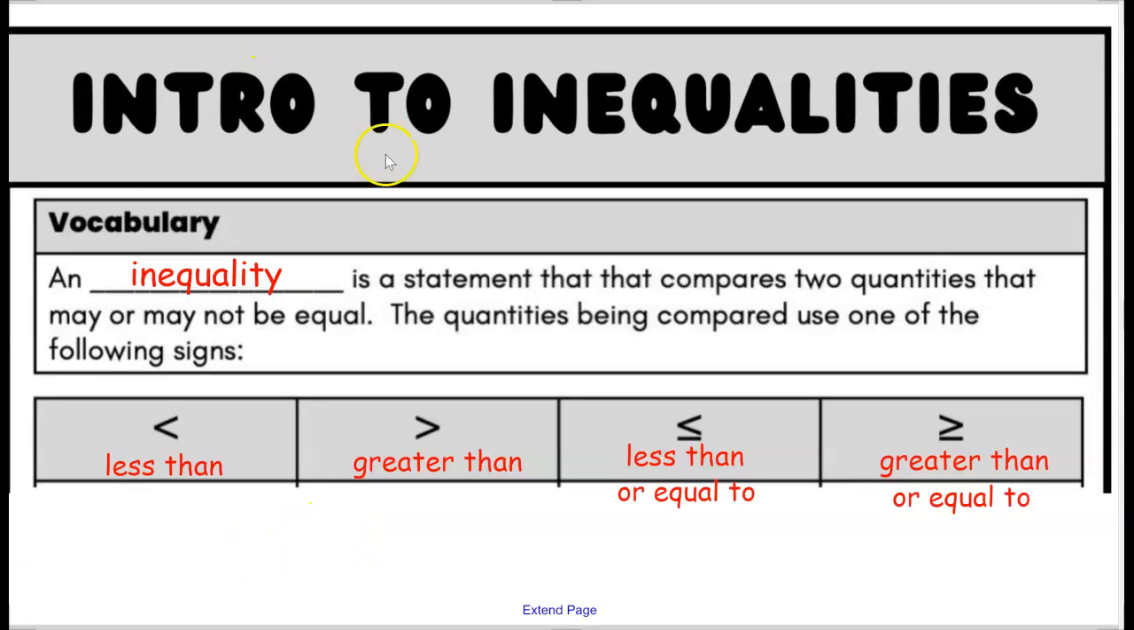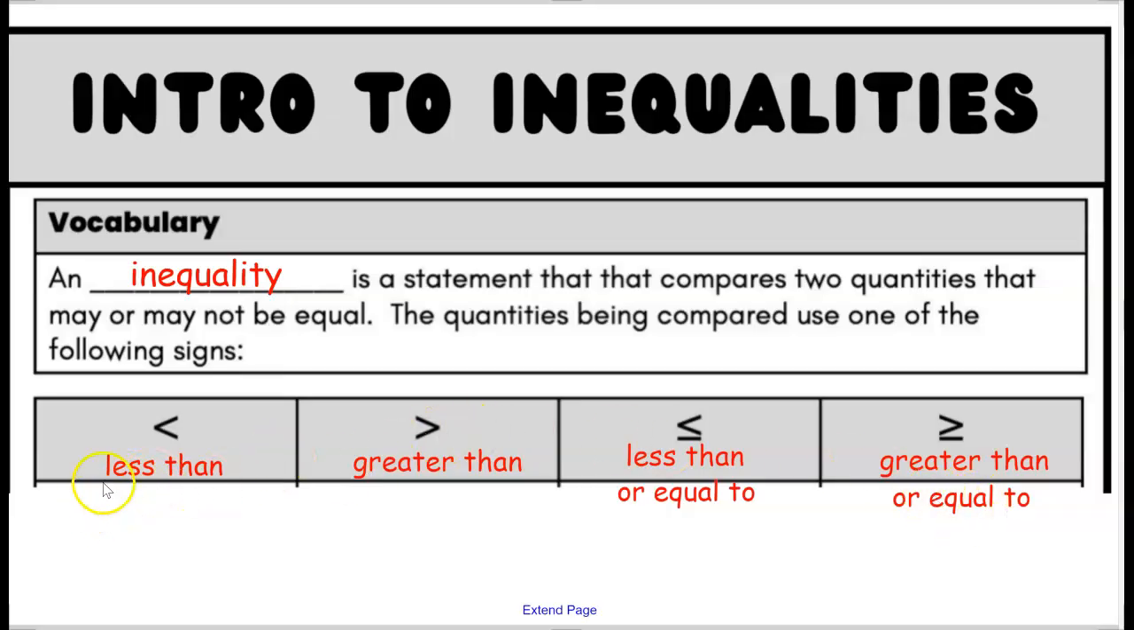All right, first, Intro to Inequalities. Vocabulary. An inequality is a statement that can compare two quantities that may or may not be equal. Quantities being compared use one of the following signs: less than, greater than, less than or equal to, or greater than or equal to. And math always makes sense.